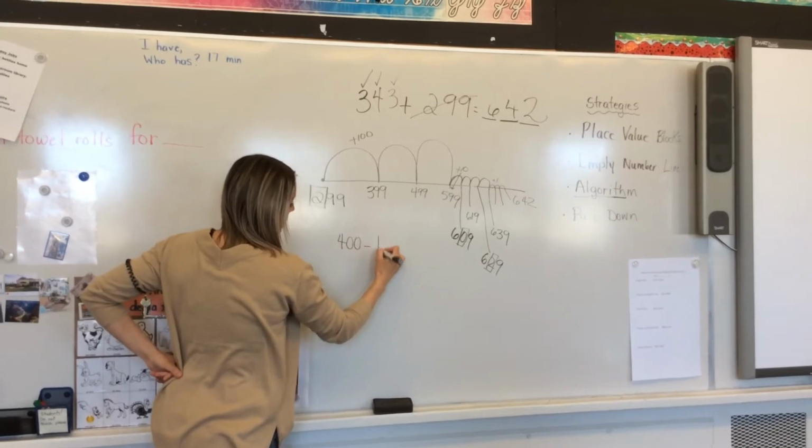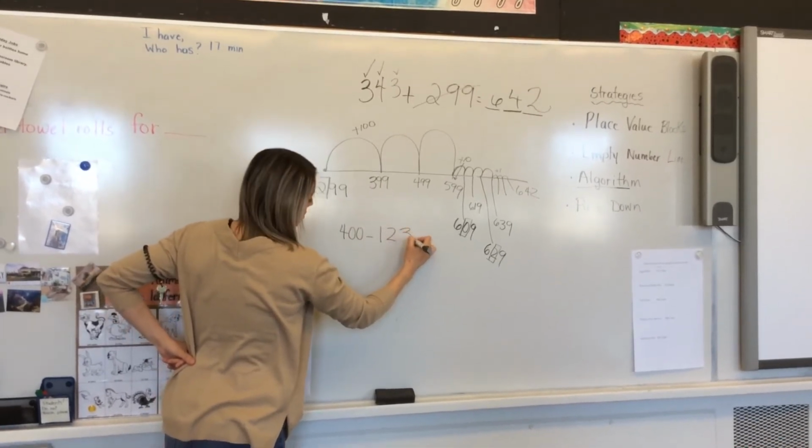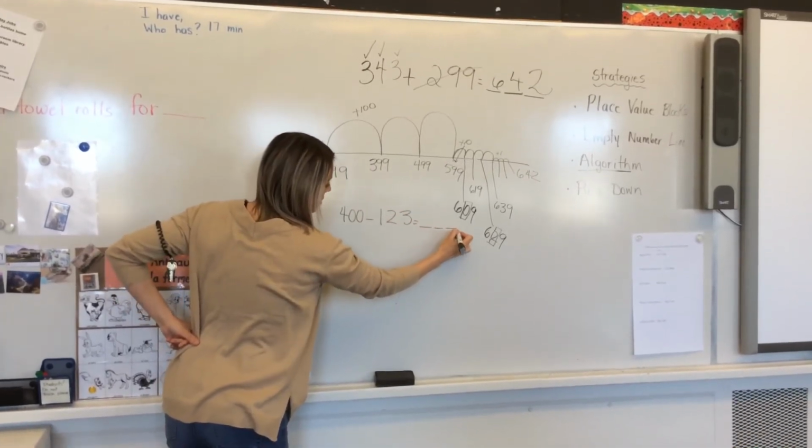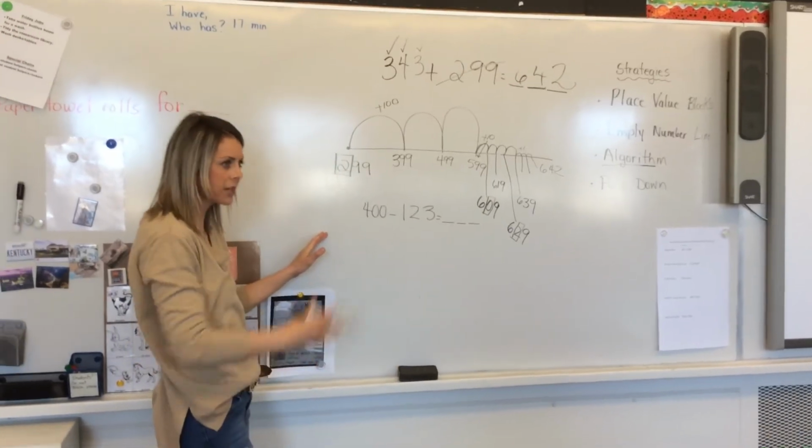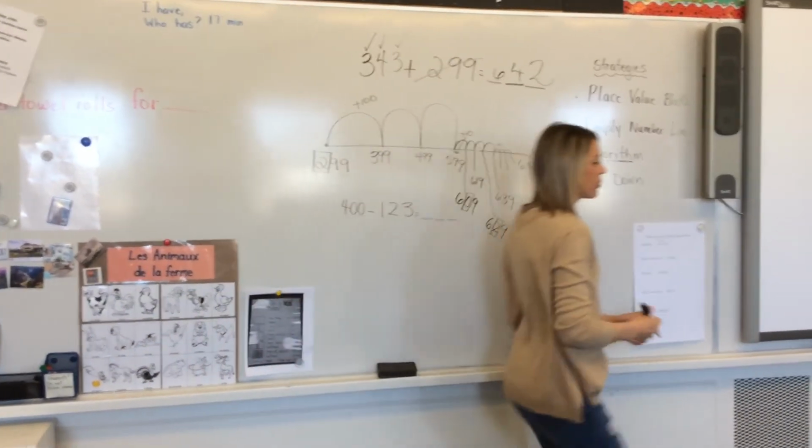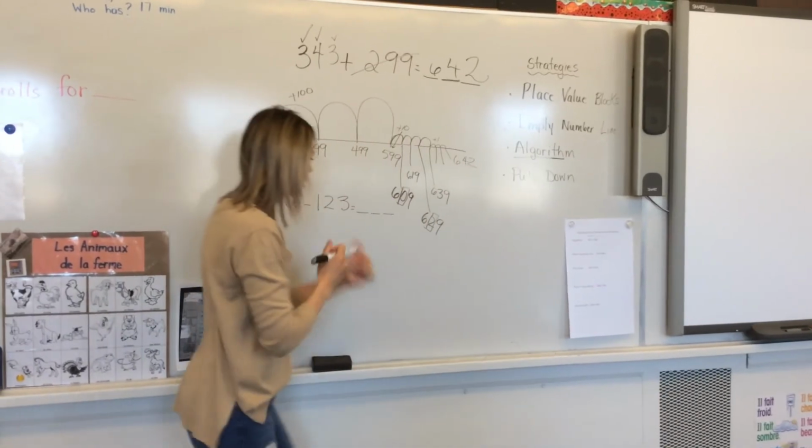Okay? Into subtraction. Let's start with 400 minus 123. Okay, hundreds, tens, ones. Now when we subtract, I'm thinking I'm going to work backwards, right? Subtracting, going back, losing some.